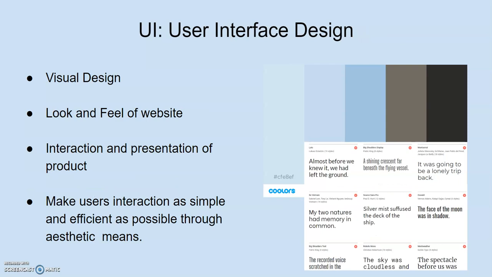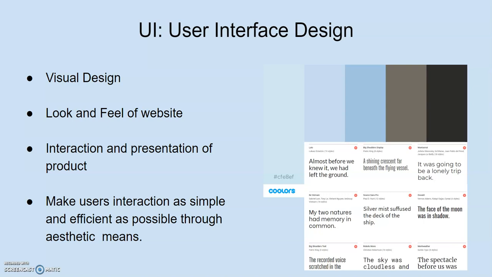Next is user interface design. So user interface design deals mainly with the visual and how everything looks on the website. The visual design has to do with color and type. It also has to do with the look and feel of the website, like the layout and the overall design, like where everything is, how all the visual elements are laid out. Are they just randomly placed, or are they in straight lines or grids? It also has to do with the interaction and presentation of the product.